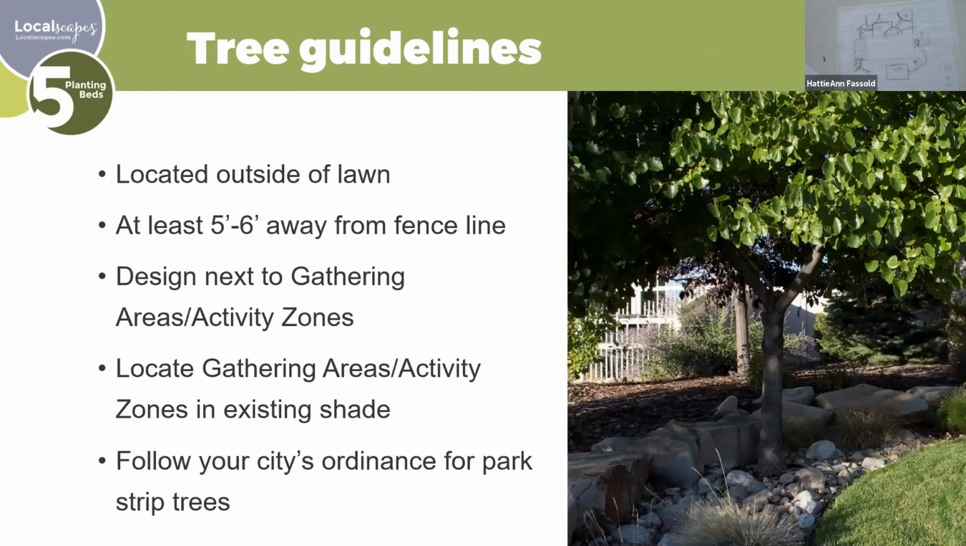Guidelines with trees: they need to be located outside of the lawn. A tree in the middle of your lawn becomes a barrier to your sprinklers, and then it's competing with the grass as well. So it's best to not have them in the lawn. You do want them at least 5 to 6 feet away from your fence line. It's best if you are designing them next to your gathering areas or your activity zones, right, to provide that shade. And if you have trees already, think about putting your activity zones and gathering areas near those trees, like we have in our example there.